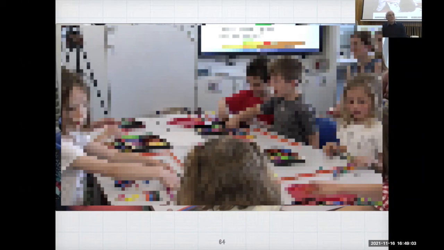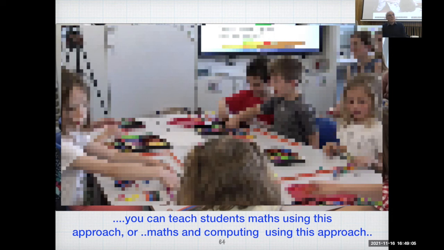So roughly what you're hoping to show, if I've understood this right, is you can teach students maths using this approach, or you can teach maths and computing using this approach. Yes. And you want to show that by teaching maths and computing, they learn more, it's more effective than just teaching maths. That's correct. Yeah, you put it better than I did.